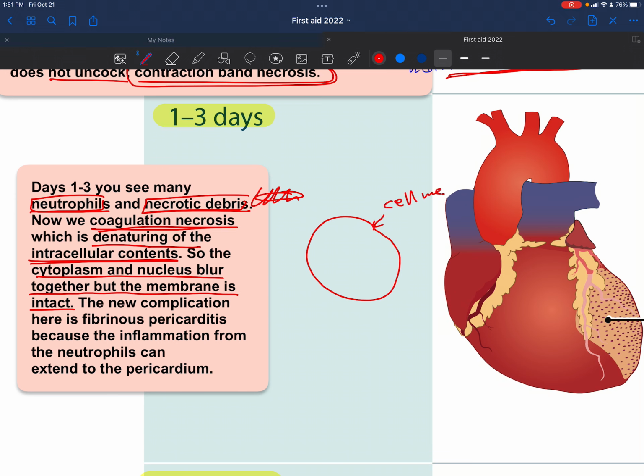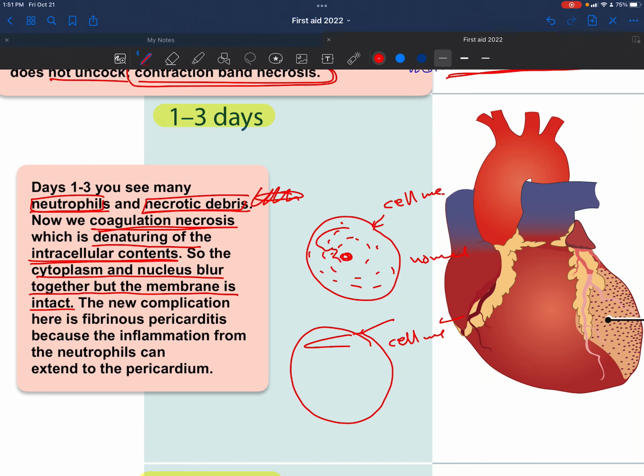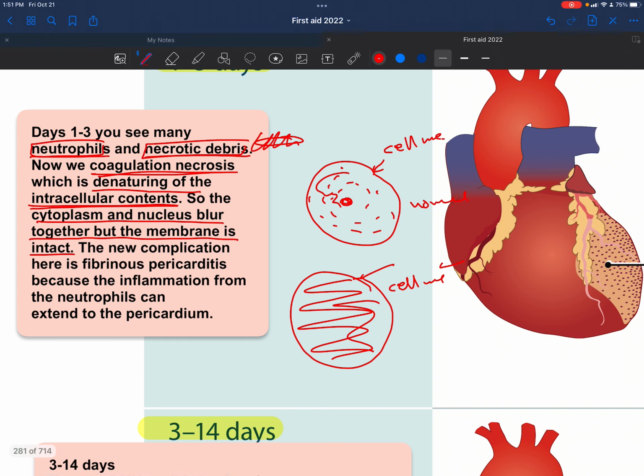So if this is a normal cell, this is the cell membrane, this is the nucleus, and these are the cytoplasm contents, that's all normal. But in our condition, the cell membrane still stays intact. That's good, the cell membrane is fine. But the cytoplasmic contents and the nucleus get messy all together, and they blur. They just go one into another, and you cannot differentiate which is the nucleus and which is the other part of the cytoplasmic contents.